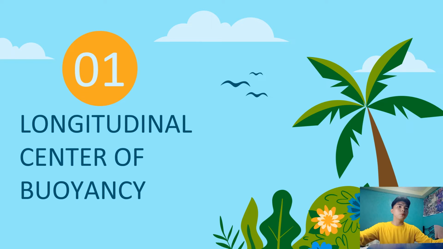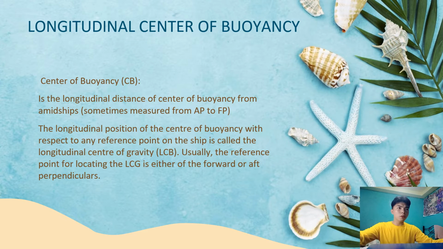So let's start with the longitudinal center of buoyancy. The longitudinal center of buoyancy is the longitudinal distance of the center of buoyancy from amidships, sometimes measured from AP to FP. The longitudinal position of the center of buoyancy with respect to any reference point on the ship is called the longitudinal center of buoyancy. Usually the reference point for locating the LCB is either the forward or the aft perpendicular.